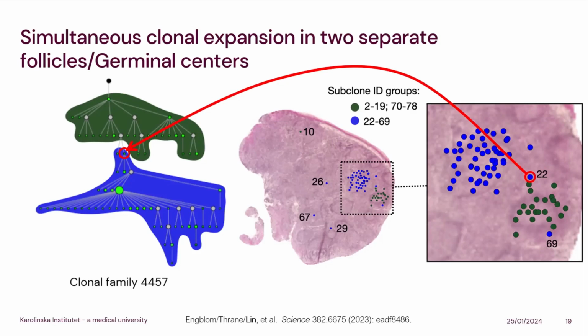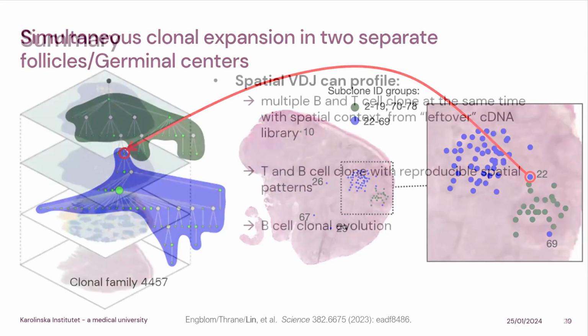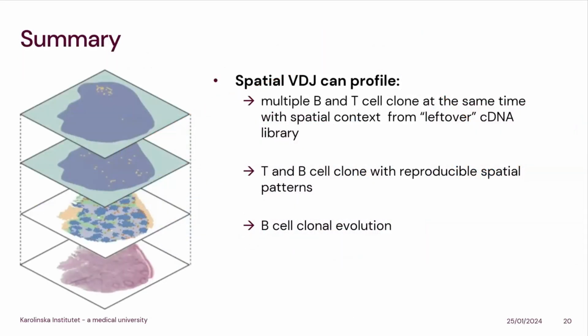Then we developed bulk SMART63, with which we can enrich all the clones and have a reference to compare against. But as a roadmap for the spatial VDJ, we can provide multiple B and T cell clones at the same time with spatial context from a leftover cDNA library, which means you don't need to prepare the library from the very beginning from the sample. And also B and T cell clones have reproducible spatial patterns.